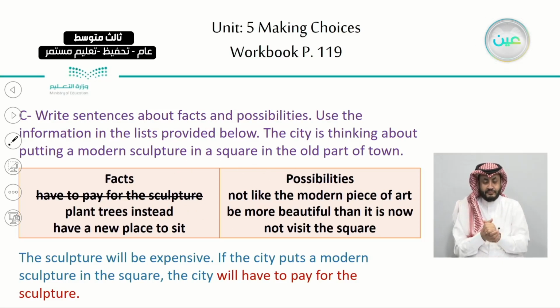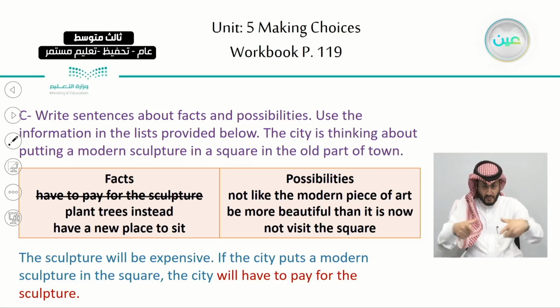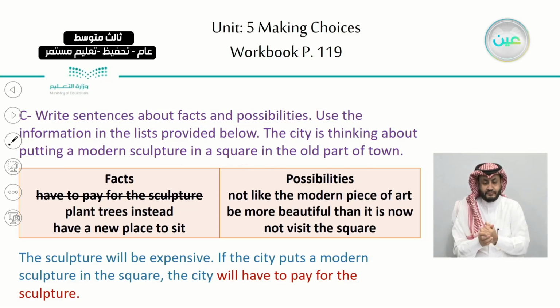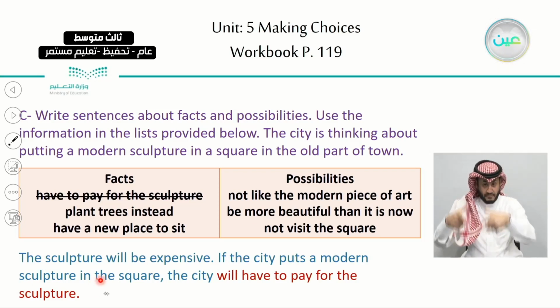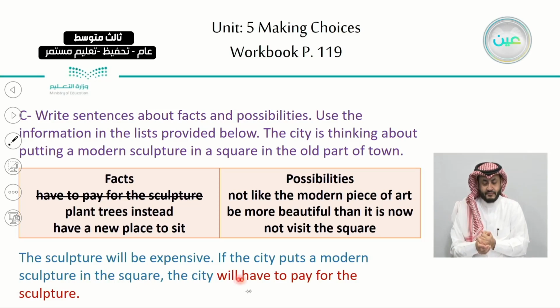The city is thinking about putting a modern sculpture in a square in an old part of town. Okay, so here they are writing about the sculpture. Okay, so let's see the example provided in our book. The sculpture will be expensive if the city puts a modern sculpture in the square. The city will have to pay for the sculpture. Okay, this is the example provided in our book.